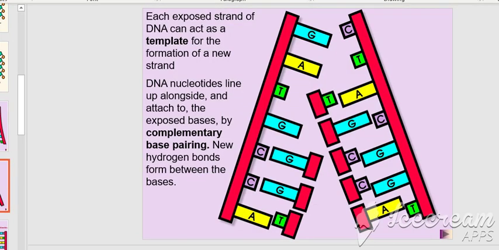Each exposed strand of DNA can then act as a template for the formation of a new strand, and the DNA nucleotides then line up alongside and attach to the exposed bases by complementary base pairing. New hydrogen bonds are then formed between those bases.